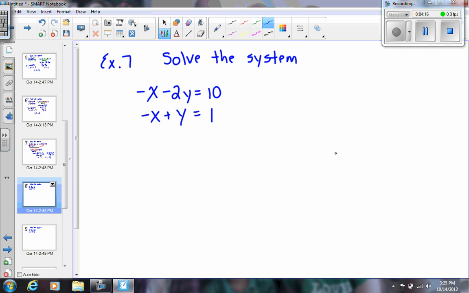This is a similar problem, so take a look here and ask yourself which variable would be the easiest to solve for.